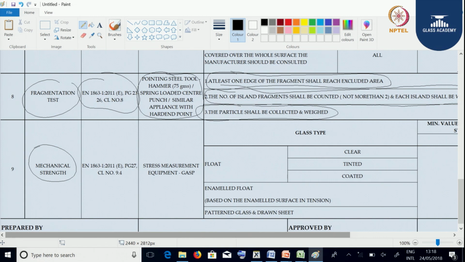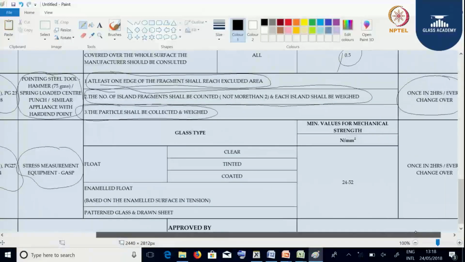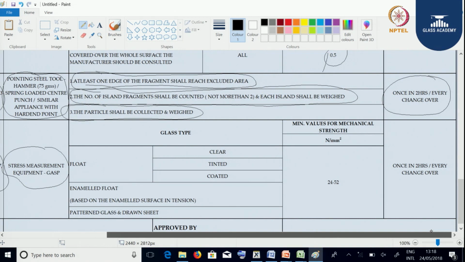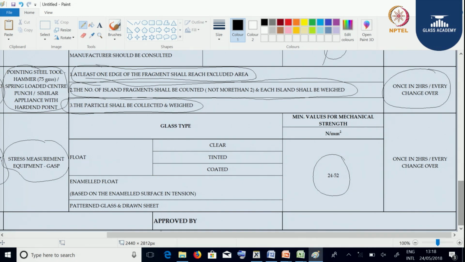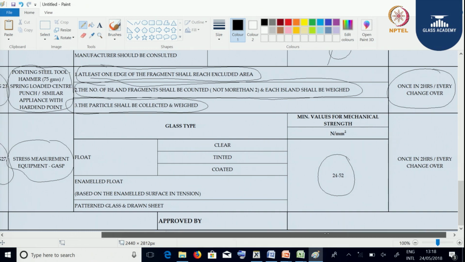Now let us take a non-destructive method of testing of heat strengthening, that is the mechanical strength, that we are going to check through EN 1863, and the tool that we use is a GASP. In order to measure with the GASP, the stress level required for heat strengthened glass is 24 to 52 MPa or Newton per square millimeter. And the frequency of testing shall be once in 2 hours or whenever there is a changeover.